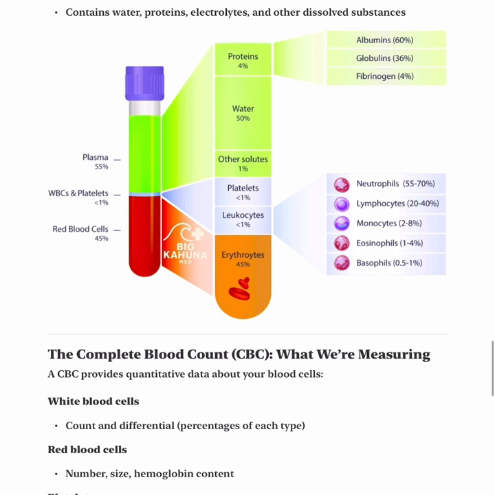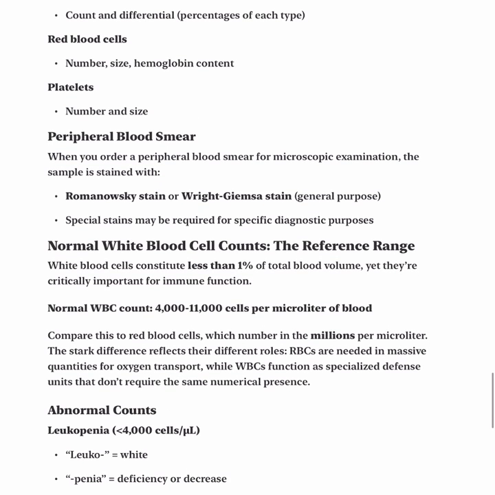All right, let's run through the CBC and what you're really measuring in a complete blood count. A CBC provides quantitative data about your blood cells, starting with white blood cells, the count and differential, the percentage of each type. Red blood cells, this will give your number, size, and hemoglobin content, and platelets, it'll account for the number and size. A peripheral blood smear is a microscopic examination of the blood. A Romanovsky stain or a Wright-Giemsa stain are often used for general purposes. Specific stains may be required for specific diagnostic purposes, but that's beyond the scope of what we're talking about today.